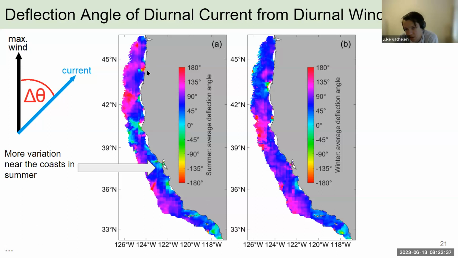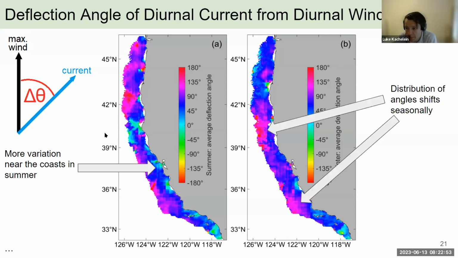We see it goes all the way from red to turquoise. So like totally opposite directions all the way to parallel. But still, if we were to make a histogram of all this, it would start to coalesce around this 45 to 90 degree range. And the distribution of angles shifts seasonally.